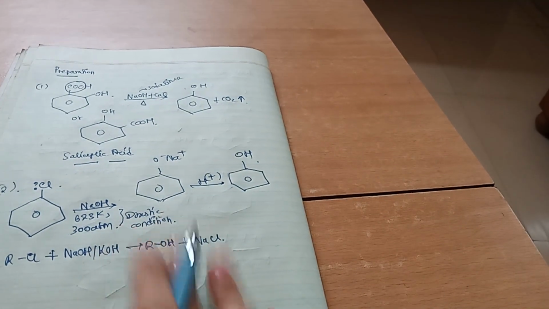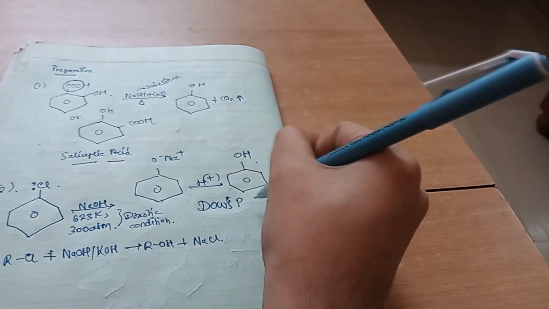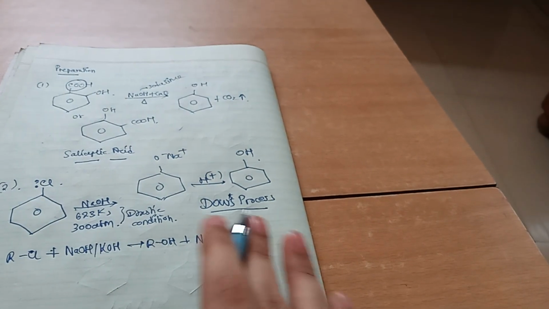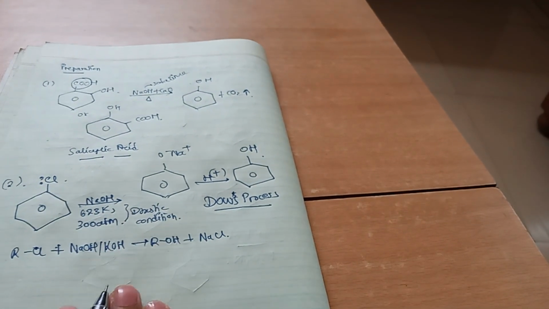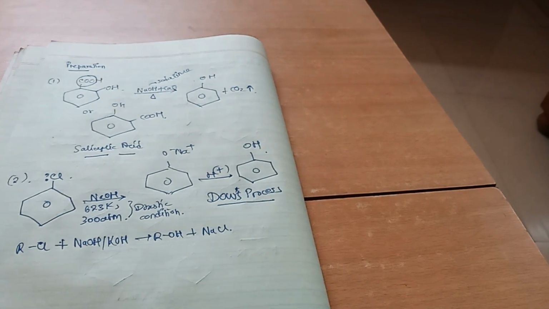And this reaction has a name. This is known as Dow's process. Dow's process is the method to prepare phenol from haloarene, specifically chlorobenzene.